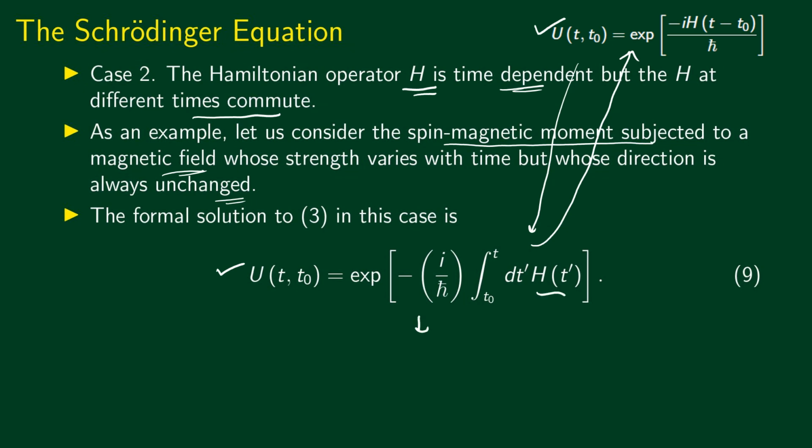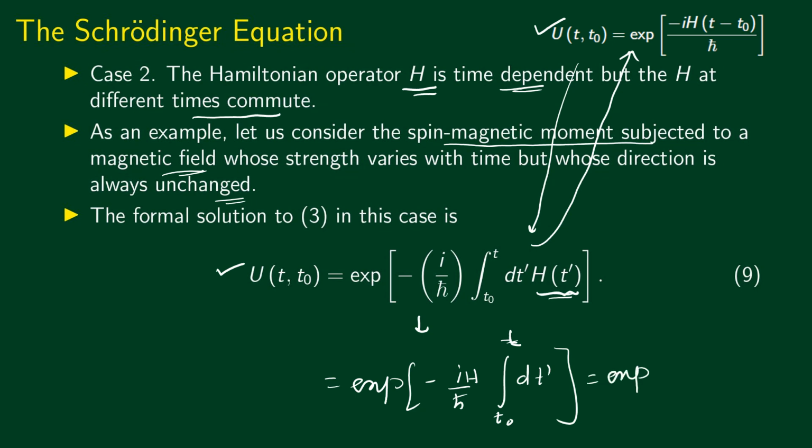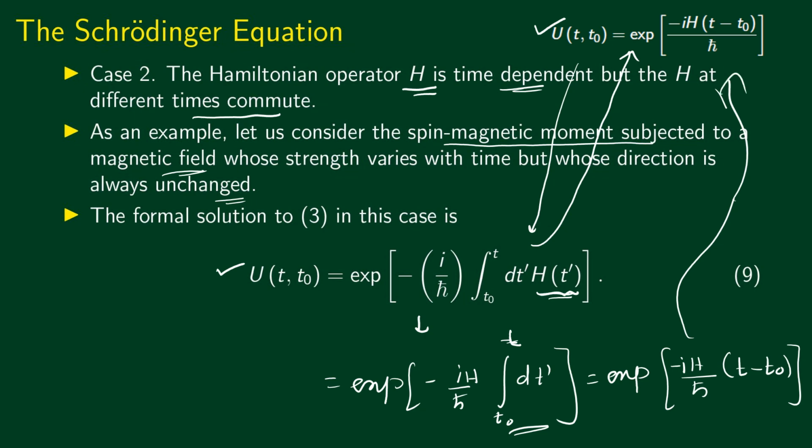Now suppose the Hamiltonian has no time dependence, then we can write this as exponential of minus i divided by ħ, integral t0 to t dt'. Since the Hamiltonian does not depend on time, we can pull it out of the integral over time. So that would become exponential of minus iH divided by ħ, times the integral of dt' from t0 to t. What is that integral? It's simply t minus t0.